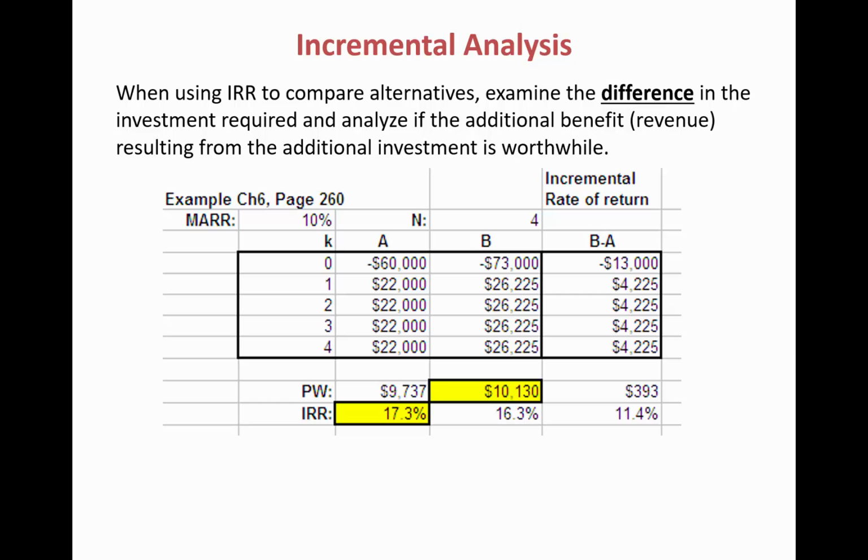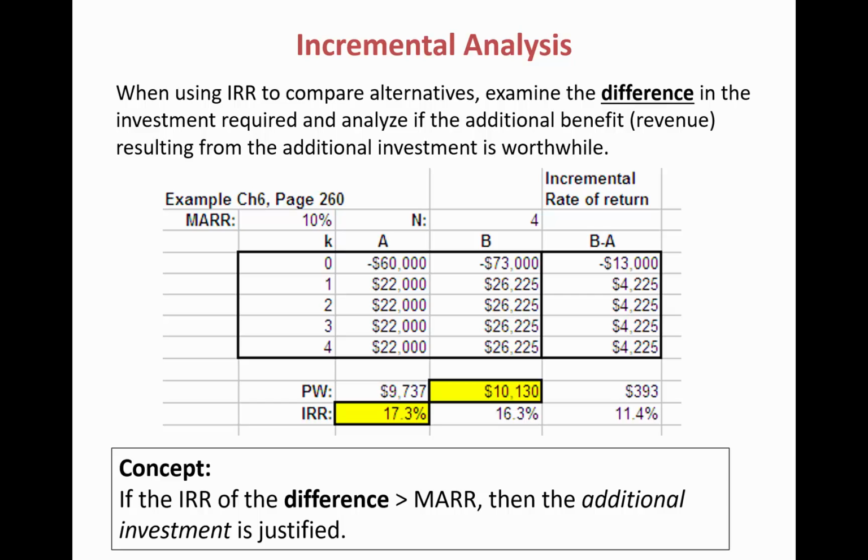The decision criteria is if the rate of return on the additional amount exceeds the MAR, then you should spend the extra amount. So here, option B is justified because you're spending an extra $13,000, and that additional $13,000 is making 11.4%, and that's greater than the MAR of 10%, and so we should choose option B. We should spend the extra amount. So if the internal rate of return of the difference, meaning the increment, is greater than the MAR, then the additional investment is justified.